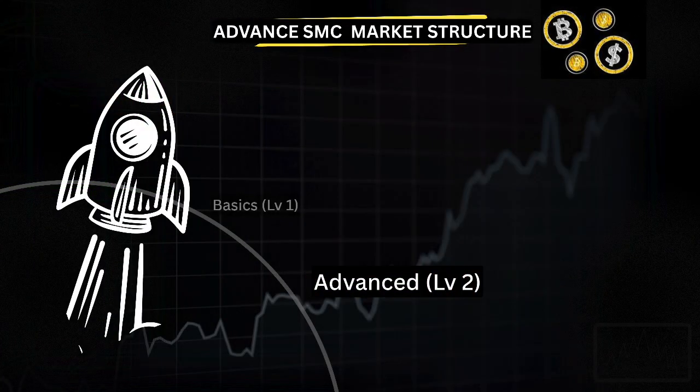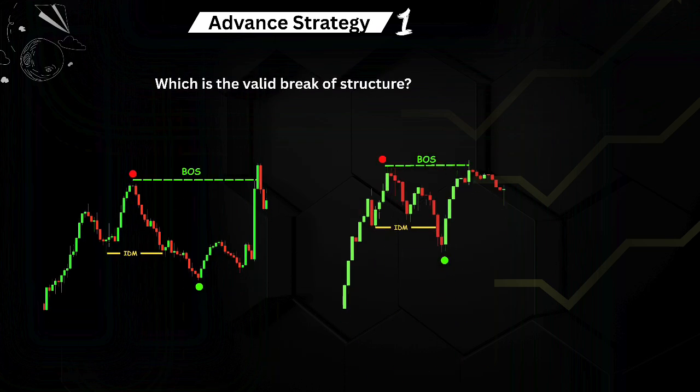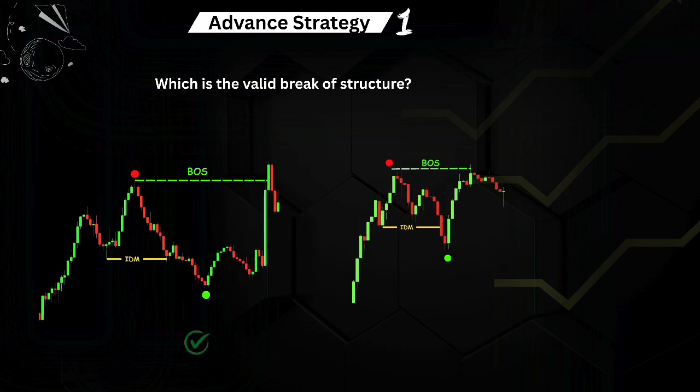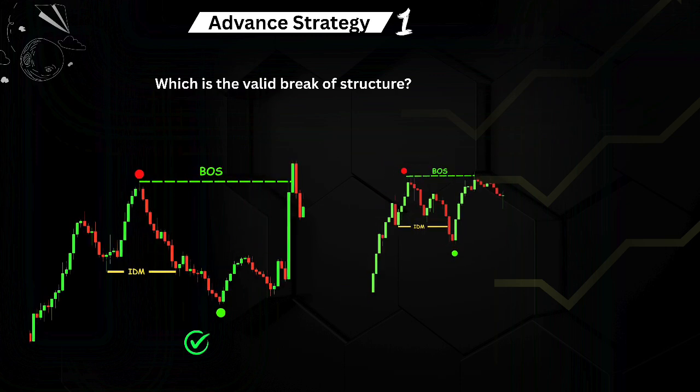Now, let's move to Advanced Level 2. First, we will understand Advanced Strategy 1. You have to identify which is the valid break of structure. Remember, for a valid break of structure, the market should close above the swing high. So, the first one will be the valid break of structure.